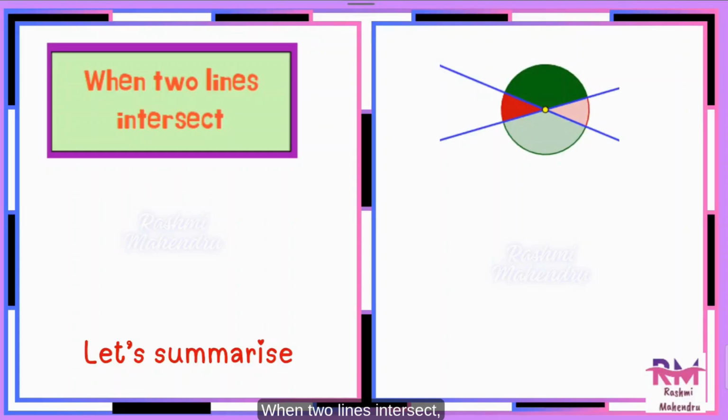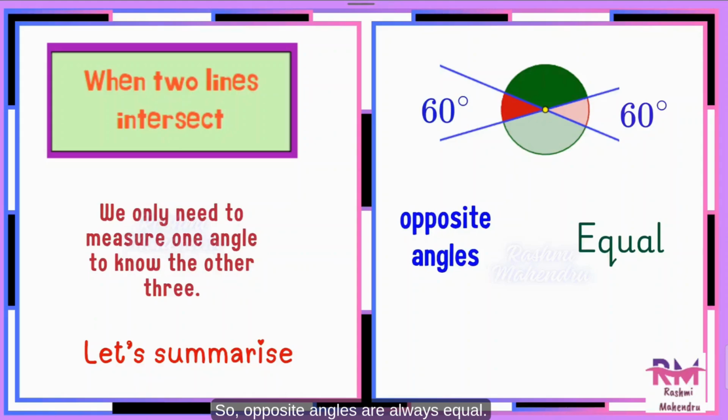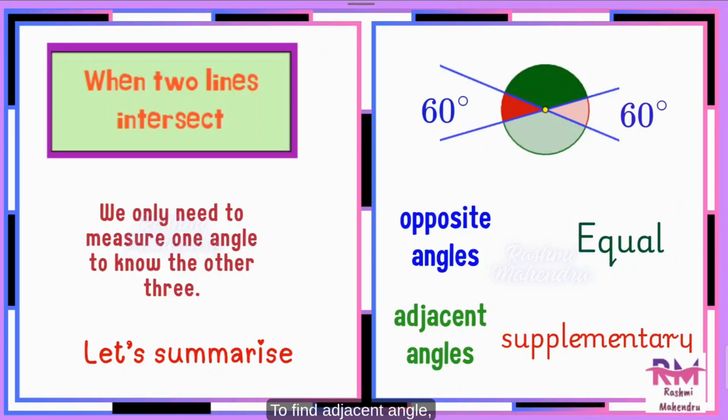When two lines intersect, we are going to be getting either opposite angles or adjacent angles. Opposite angles are always equal, and to find an adjacent angle, we will subtract from 180 degrees. When you read the term 180 degree, what should come to your mind? Supplementary. Though supplementary is a different concept, linear pairs are definitely supplementary, because supplementary means making a combination of 180 degrees. For example, the angles of a triangle add up to 180 degrees. They are also supplementary, but they are not linear pairs.